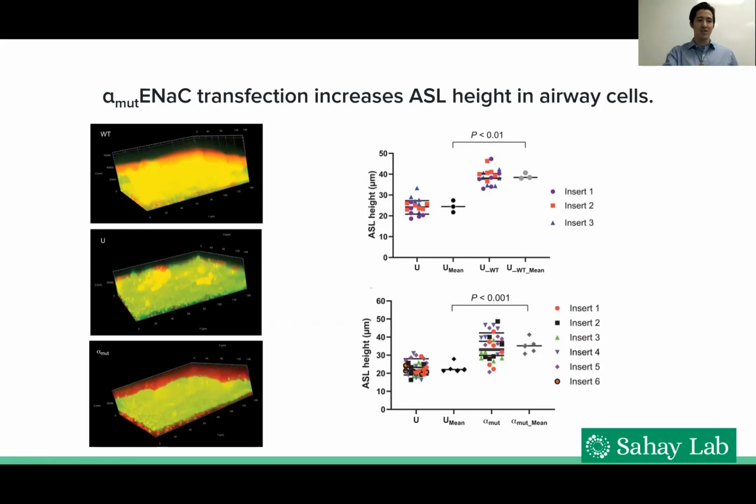For our analysis, measurements were taken from the top of the cells to where the dextran had lain on the surface of the membrane. These shapes here on these graphs are representative of the average height of the rhodamine dextran of 6 individual fixed points of a single transwell insert. The black and gray lines, representative of the untransfected wild type mean or the alpha mutant mean, are mean values of the average single transwell insert. What was seen from the 3D confocal rendered images of the CFBE cells was ASL height had significantly increased in transfected cells.